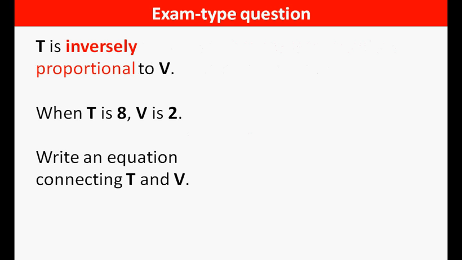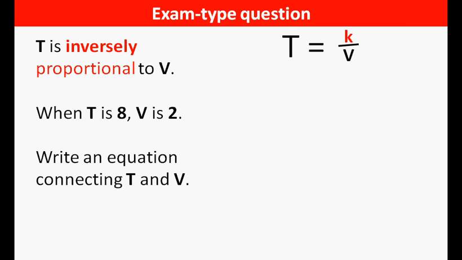Well, it says t is inversely proportional there, so that means the relationship is going to be t equals something or other divided by v. Now we've got some information there. When t is 8, v is 2. So we can put those numbers in. 8 equals some number k divided by 2. And we can figure out what k is.